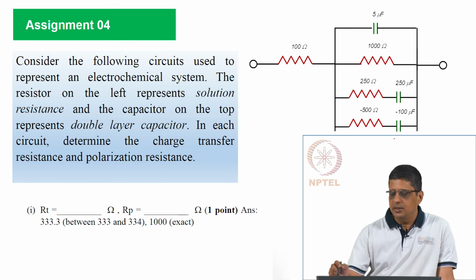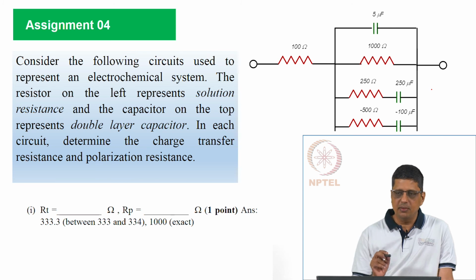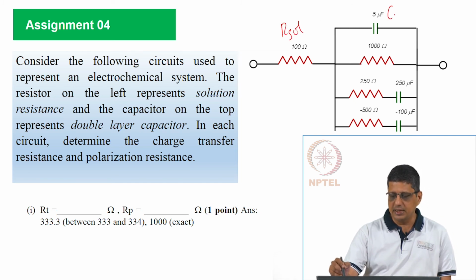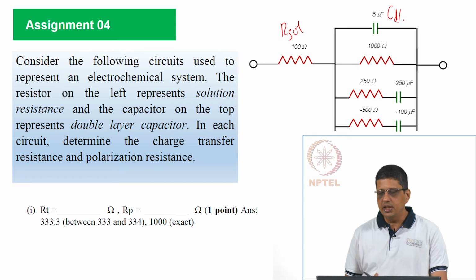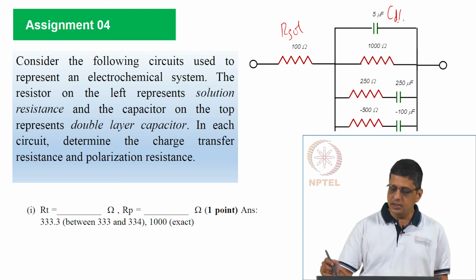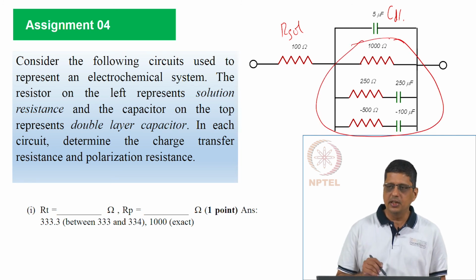Next, you are given this circuit and you are told that this circuit is able to match a spectrum generated by an electrochemical system. This represents solution resistance, this represents double layer capacitor. Can you estimate the charge transfer resistance and polarization resistance? Here in this circuit, the remaining elements here represent the Faraday impedance.